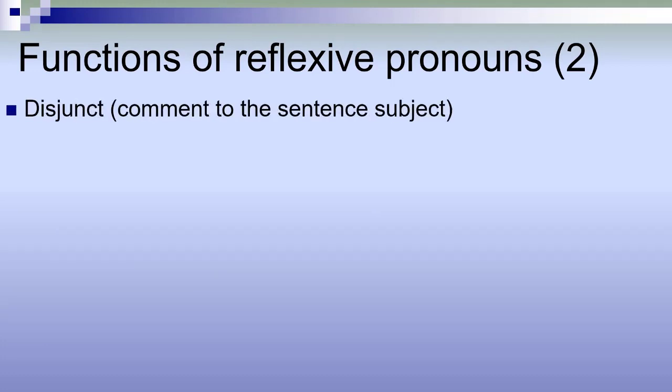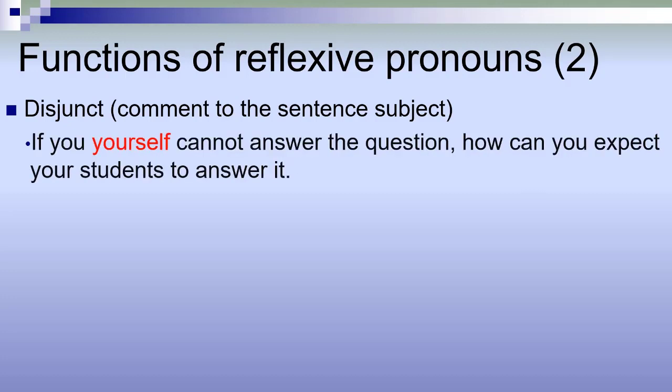That's different if we have a disjunct. It's a comment on the sentence subject. We have, if you yourself cannot answer the question, how can you expect your students to answer it? This is another typo. It should be a question mark here. If you yourself cannot answer the question, then how can you expect your students to answer it? So this is a kind of comment to you.